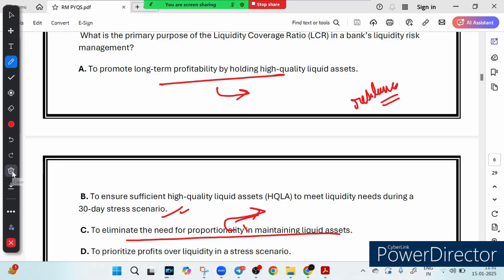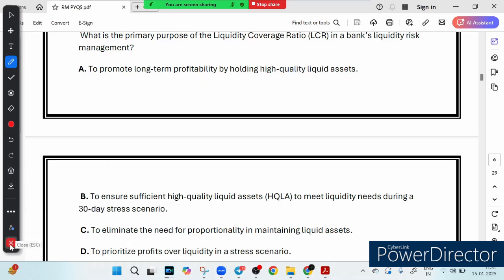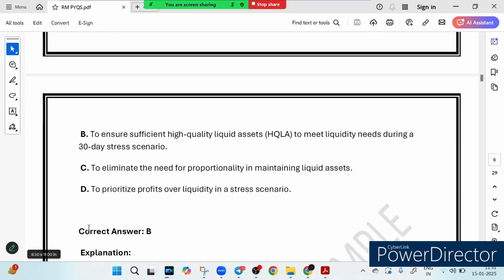Option D says to prioritize profit over liquidity in a stress scenario. What do you think? Option D is incorrect because the LCR does the opposite. It prioritizes liquidity over profit, not profit over liquidity. In times of stress, the focus is on survival, not earning more money. For example, during a financial crisis, the bank would rather have enough cash to pay its obligations than worry about making a profit.